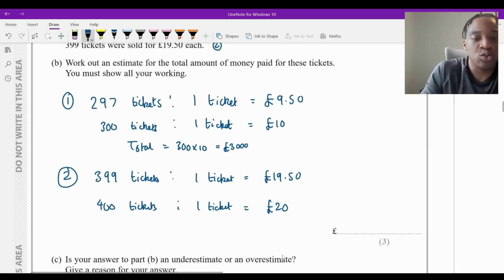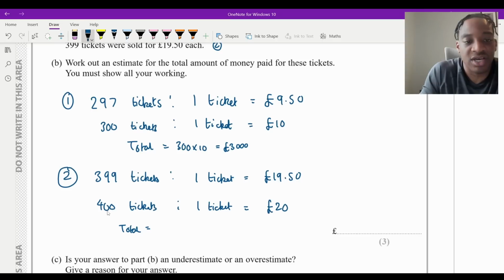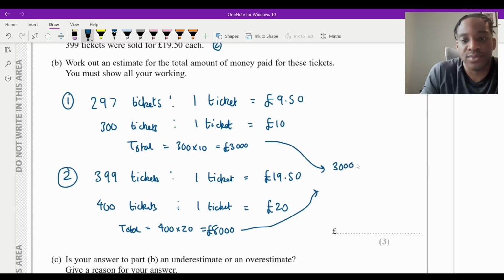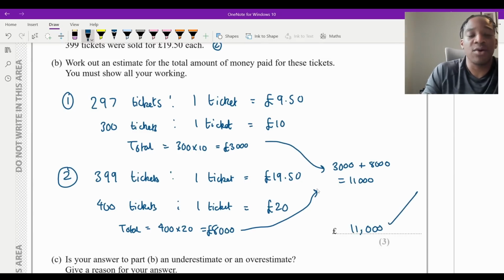Now, if that's the case, then the total for this one is just going to be equal to the amount of tickets, 400 times the price per ticket. So it's going to be 400 times by 20, which will just be 4 times 2 is 8, and then add on the zeros. So 1, 2, 3, and this will be £8,000. Meaning that the total cost is just going to be the 3,000 plus the 8,000, which is just 11,000, isn't it? So the answer is just £11,000. And that will give you the 3 marks.